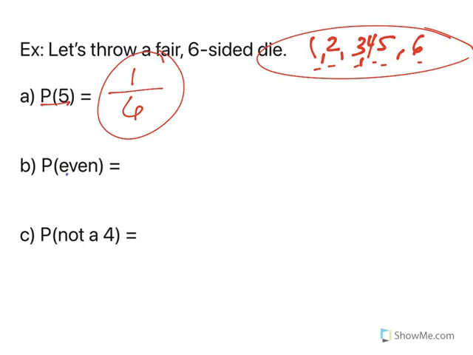What about the probability of rolling an even number? Well, 2, 4, and 6, there are 3 even numbers out of 6 total. So this would reduce to 1/2.